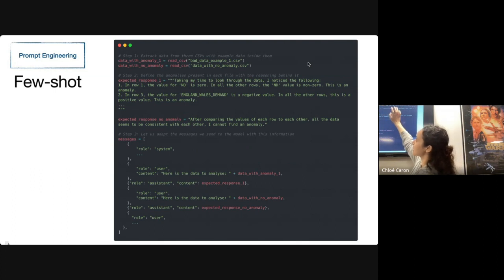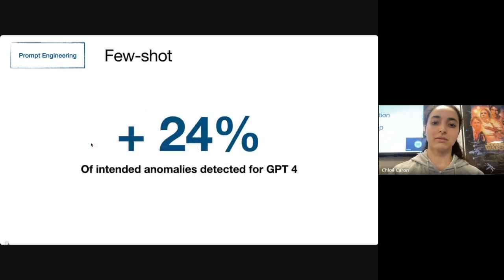The first time around, I'm expecting it to pick up 2 anomalies, and the next time I'm expecting it to find nothing at all. So what you're then doing is kind of putting words in the model's mouth where you're saying, okay, the user gives you this, you should be saying this. The user gives you this, you should be saying this. And then finally, the user actually asks the intended question of, can you pick up anomalies in this data? So you're kind of doing a mini training of the model by giving it a few of those back and forths. And that does exceedingly well. So you go up by 24% in the detection of intended anomalies.